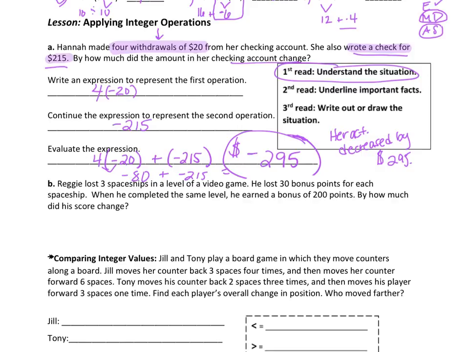So I'm going to read again and underline or highlight important facts. So Reggie lost 3 spaceships. Then he lost 30 bonus points for each spaceship. When he completed the same level, he earned a bonus of 200 points. By how much did his score change? Okay, so here we're going to follow the same steps as we have up here. So write an expression for the first operation. So the first thing I underline. He lost 3 spaceships.